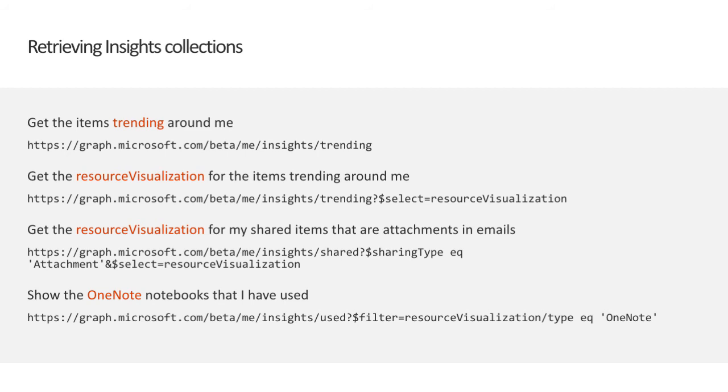I can also filter specific things and say I'm only looking for attachments in email by using the sharing type equals attachment parameter. I can also show the OneNote notebooks that I've used by saying I can filter on a specific resource visualization type equal to OneNote. So let's see a demo and see these in action.